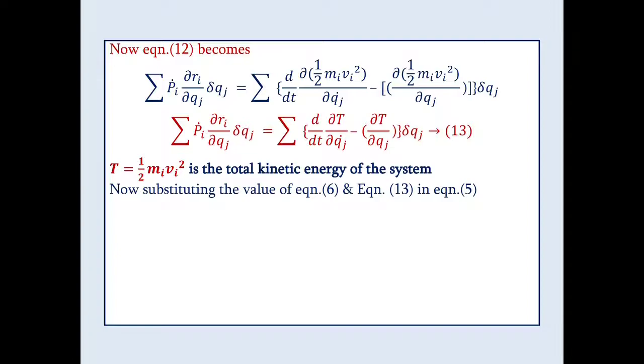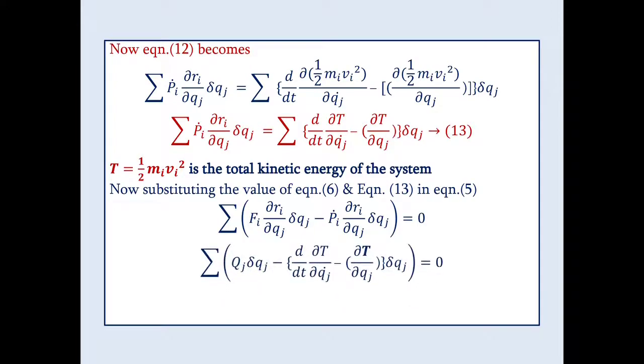So in equation 6 we have explained the first part of equation 5, and in equation 13 we have evaluated the second part. So substituting the values of equation 6 and 13 in equation 5. Equation 5 is Fi ∂Ri/∂Qj into δQj minus pi dot ∂Ri/∂Qj into δQj. Substituting everything, we get capital Qj into δQj minus d/dt of ∂T/∂Qj dot minus ∂T/∂Qj into δQj is equal to 0.